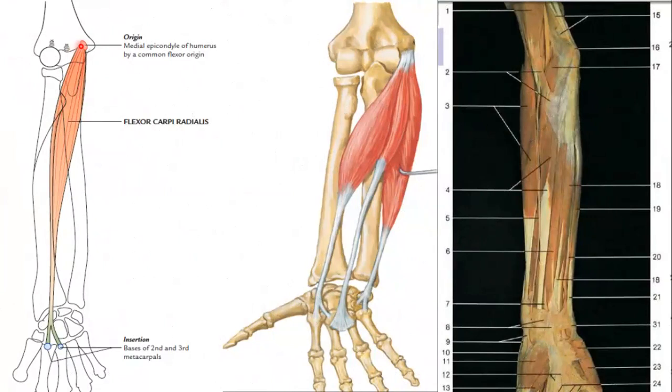Okay, here is the muscle origin. Common origin, you can see it has a very long tendon. Here it is to be inserted into the second and the third metacarpals. You can see the long tendon.